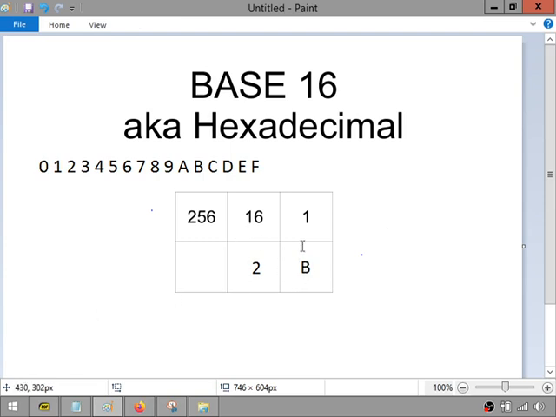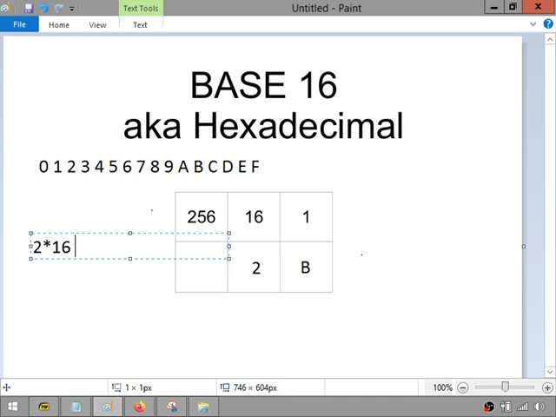Okay, so first of all, we know that there are 2 lots of 16 and B lots of 1. So let's do 2 times 16 plus B times 1. Now we need to figure out what B is. Well, B means 11. So we're going to do 11 times 1. Well, if you times something by 1, it's just itself. So there's our answer. It's 2 times 16 plus 11. Well, 2 times 16 is 32. 32 plus 11 is 43. So there you have it.